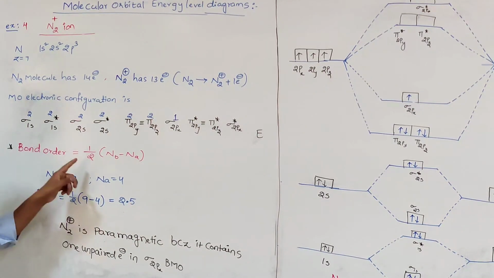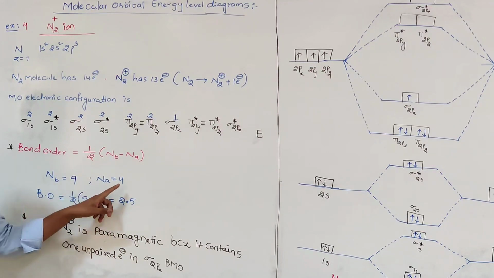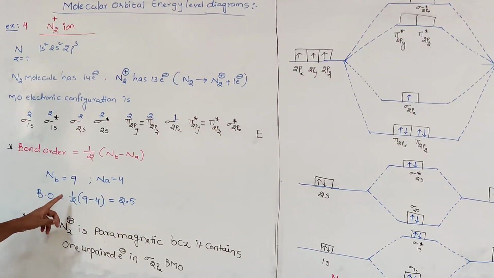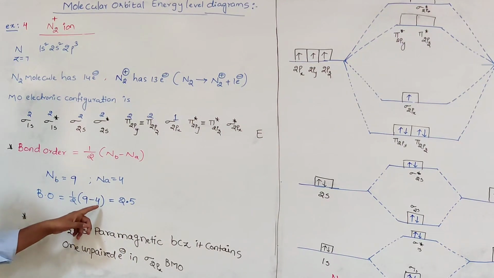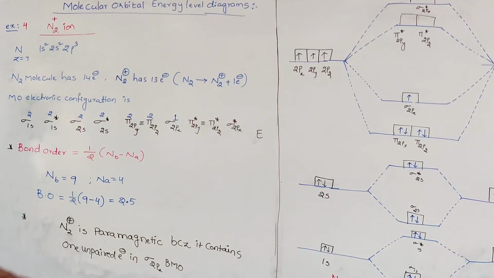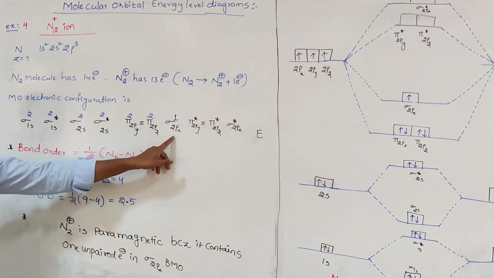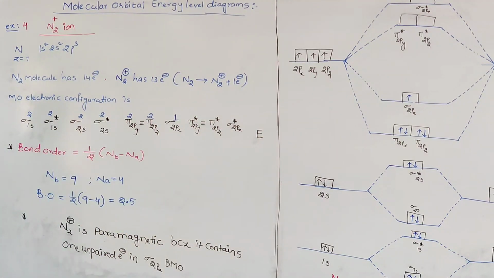Then we can calculate the bond order. Bond order is equal to 1 by 2 into Nb minus Na. Nb is equal to 9, Na is equal to 4. Bond order is 1 by 2 into 9 minus 4, so we get a bond order of 2.5. Here one unpaired electron is present in the bonding molecular orbital sigma 2px. So that's why the N2 plus ion is said to be paramagnetic.